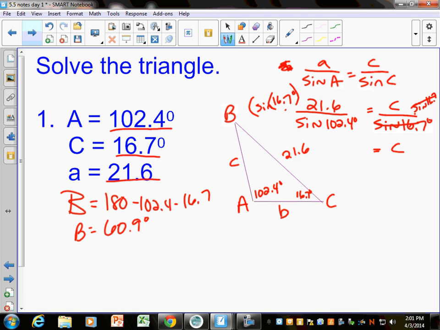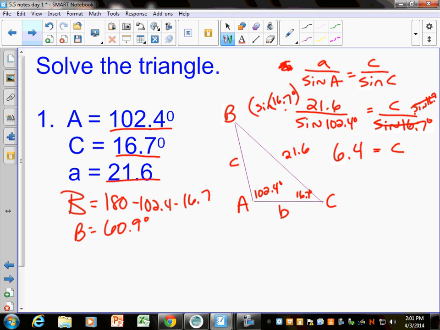In degree mode, I'm just going to type in sine of 16.7, close my parentheses, times 21.6, divided by the sine of 102.4, which is exactly what you do if you cross multiply. And just round to one decimal here, I get 6.4. You want to check that you're getting the same thing? You did not get 6.4? Hold on, I'll be right back there.